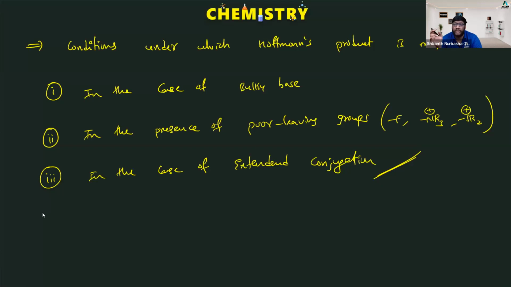And also, E2 elimination will form Saytzeff's product as the major product whenever there are two different beta carbons available. And if you think of the major product formation, there are some conditions under which Hofmann's product is also major. What are those conditions? In the case of bulky base, in the presence of poor leaving groups, in the case of extended conjugation. We'll discuss one by one now.